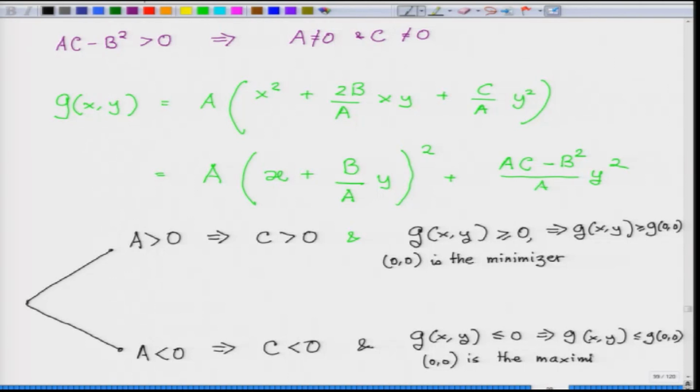So, in short, if ac minus b square is strictly positive, and as a cannot be 0, then if a is bigger than 0, (0,0) is the minimizer. If a is strictly less than 0, then (0,0) is the maximizer. This is what we have to keep in mind. Okay.